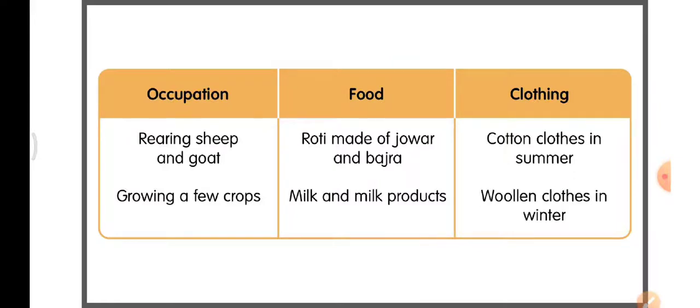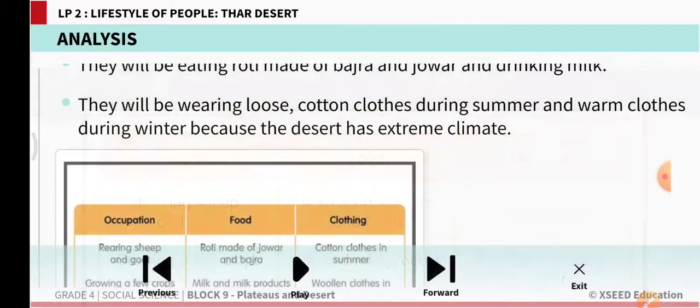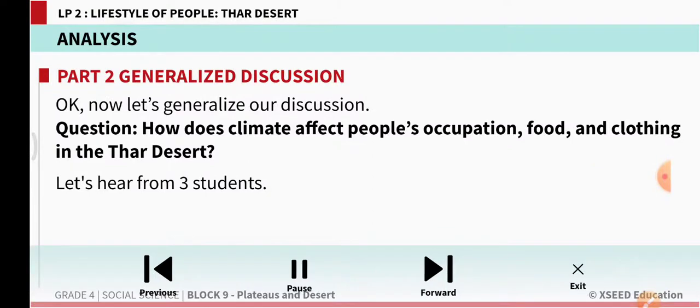Mainly the people here rear sheep and goats and they grow a few crops. Food: roti made of jawar and bajra. They also take milk and milk products. Clothing: they wear cotton clothes in summer and woolen clothes in winter. Right? How does climate affect people's occupation, food and clothing in the Thar desert?